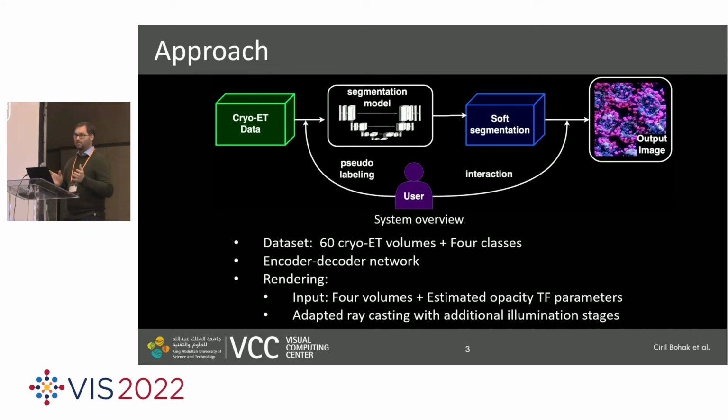Our visualization pipeline consists mainly of two steps, the segmentation step and the rendering step. In the segmentation step, we take the encoder-decoder network, which we trained on pseudo-labels, and pseudo-labels are those that actually help us tackle the bottleneck issue. Then we automatically estimate transfer function parameters, which are then used for visualization. We showcase our use case on a dataset of 60 volumes of SARS-CoV-2 virus, which was segmented into 4 classes.